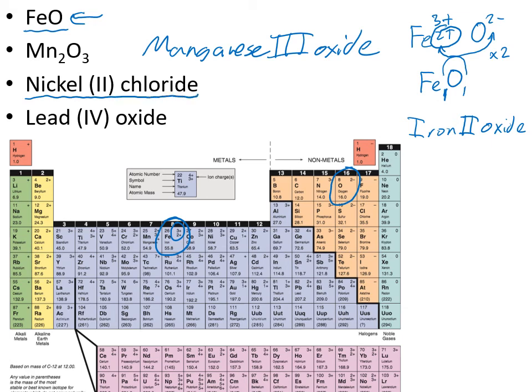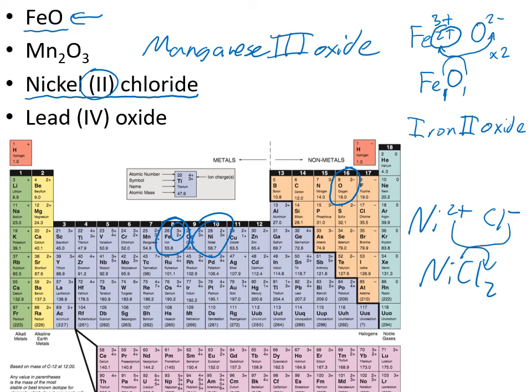So this is back to our original way. This is nickel 2, so I find nickel, which is right there. It tells me the ion. It says 2 plus because it says 2 right there. Chlorine is 1 minus. So when I swap and drop, it becomes NiCl2.